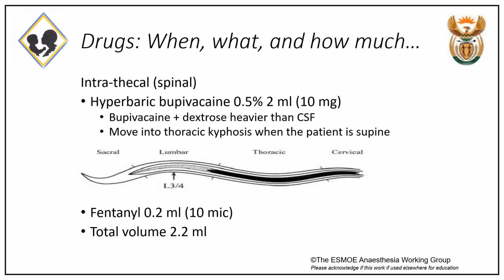The dose of hyperbaric bupivacaine is 10 milligrams, which equals 2 ml. Fentanyl in a dose of 10 mcg, or 0.2 ml, is added to the bupivacaine. The total volume that is injected is 2.2 ml.